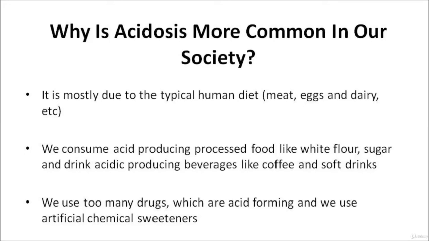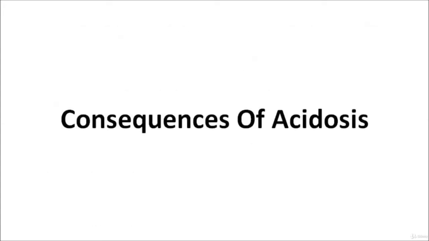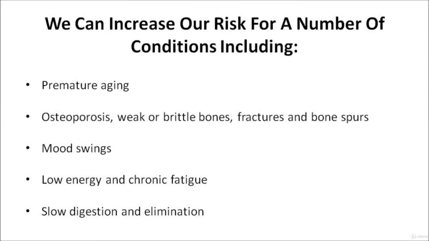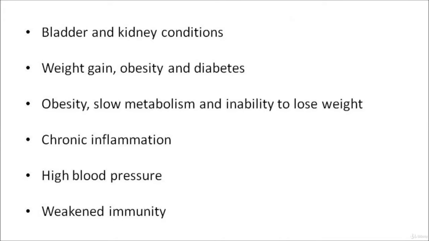Now that we've already covered the reason for acidosis, let's move on to talk about its consequences. If these mineral losses and metabolic abnormalities continue, we can increase our risk for a number of conditions, including premature aging, osteoporosis, weak or brittle bones, fractures and bone spurs, mood swings, low energy and chronic fatigue, slow digestion and elimination, bladder and kidney conditions including kidney stones, weight gain, obesity and diabetes, slow metabolism and the inability to lose weight, chronic inflammation, high blood pressure, and weakened immunity.